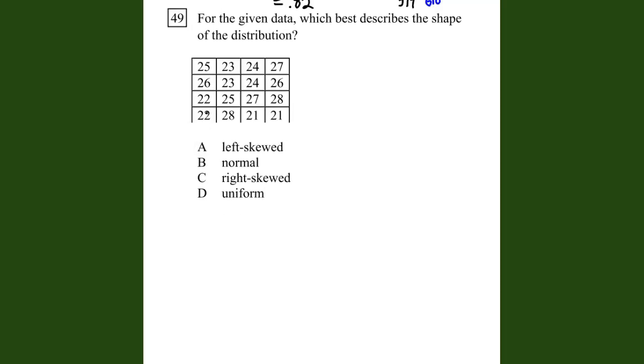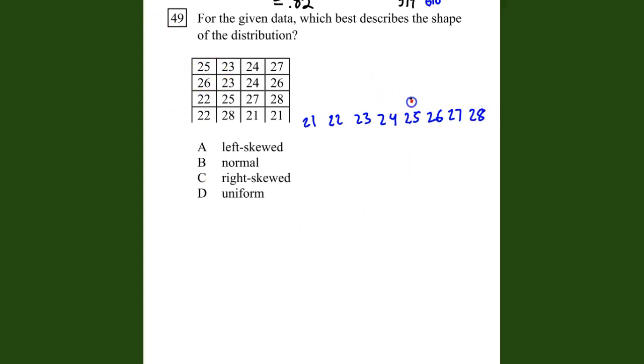Going to 49 for data which describes shape. So you have to kind of make like a dot plot to find out, well, which is the best fit here. So we have like a minimum of 21, and we can go 22, 23, 24, 25, 26, 27, and 28 looks like the max. I'm just going to do a dot for each one.